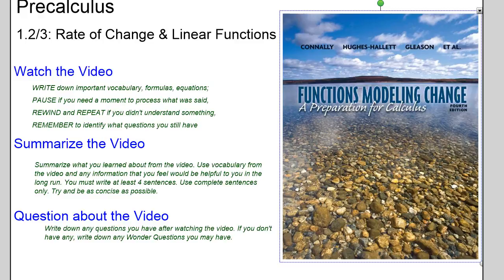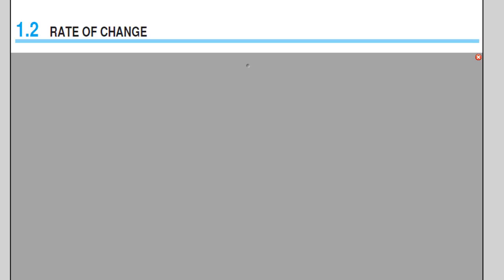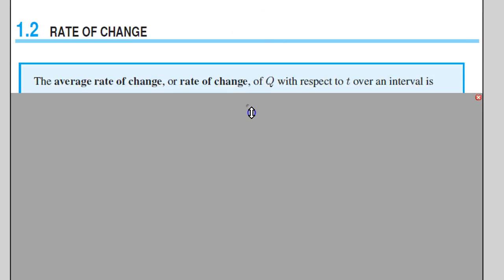All right, let's begin. So we are going to be talking about section 1.2, which is about rate of change. And this may be a new phrase to you, but really it's something you've already been doing before in math class. And if you think about it, rate is how quickly something changes. And so when we're talking about a rate of change, we're talking about how quickly something changes, essentially.